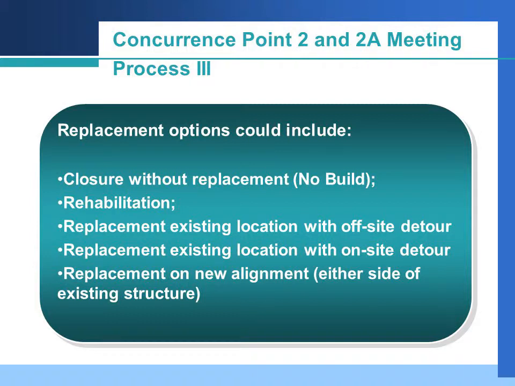Options to consider include closure without replacement, no build, rehabilitation, replace in place with off-site detour, replace in place with on-site detour, either side of existing bridge, replace on new alignment, either side of existing bridge, and others as determined by the project situation and the project team.